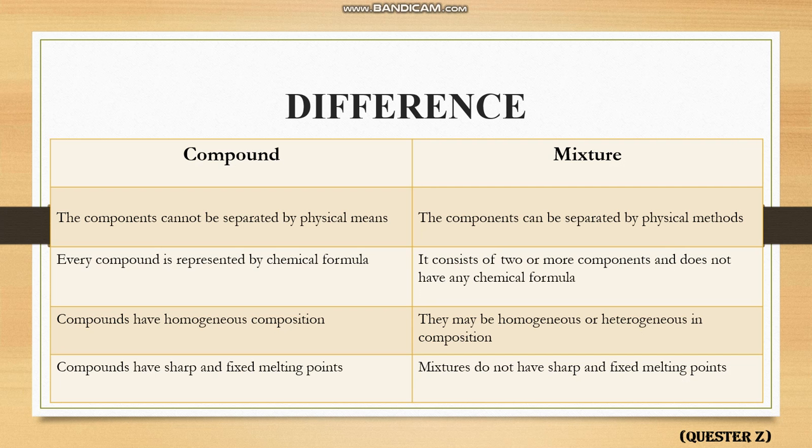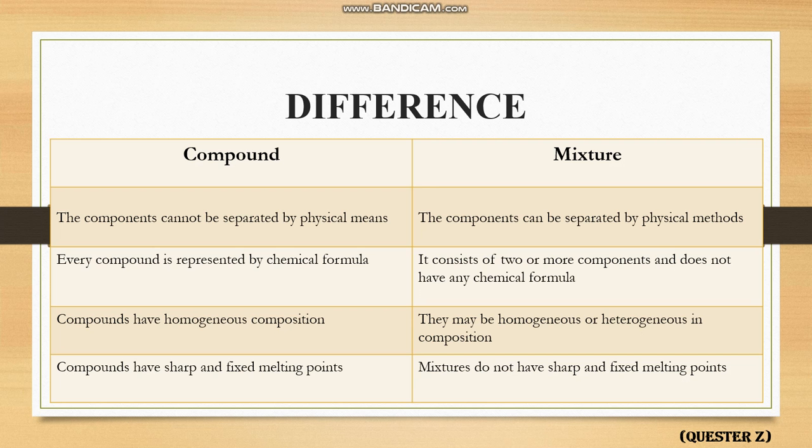Compounds have homogeneous composition because they have a fixed ratio. That's why they have a fixed composition. If we have a glass of water, it has the formula of H2O. H2O is present on the top of the glass, and in the same way it is present on the bottom of the glass. So you will find H2O everywhere in a glass of water. But a mixture can be homogeneous and heterogeneous, because these two are the types of mixture.